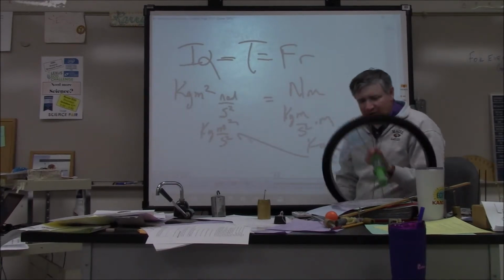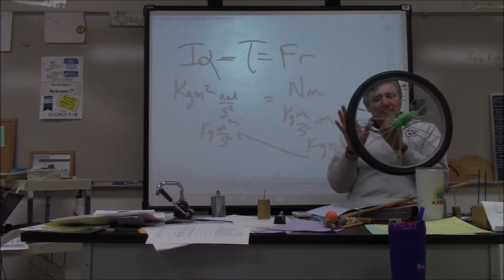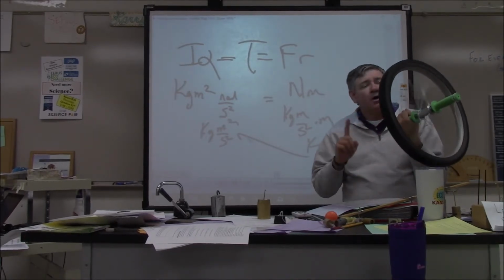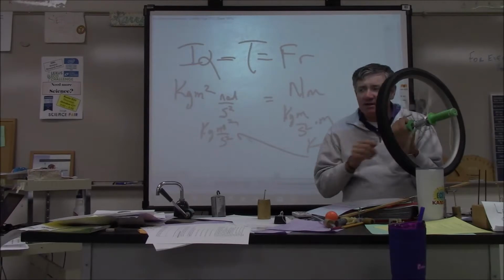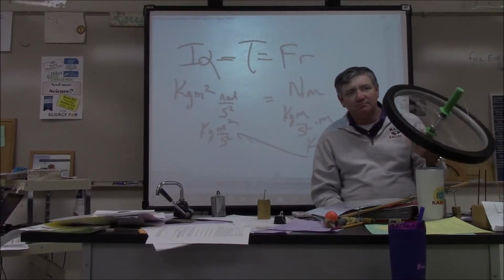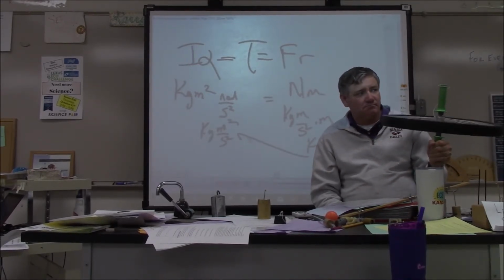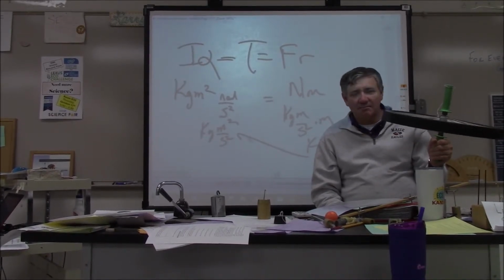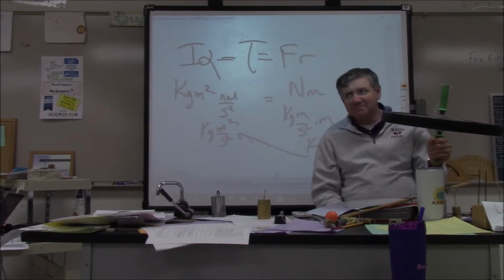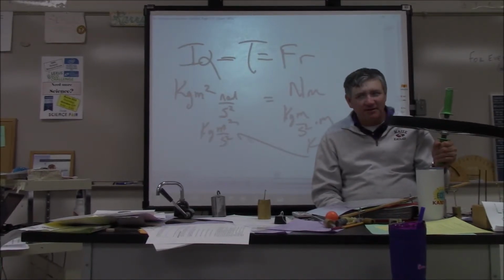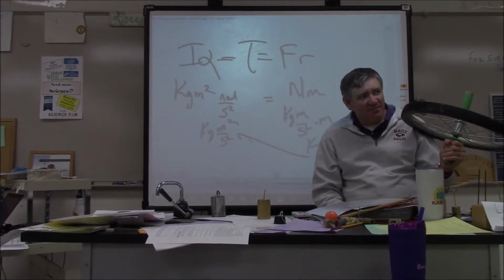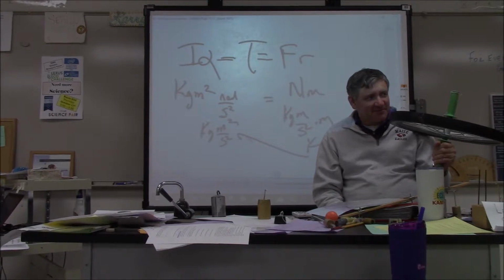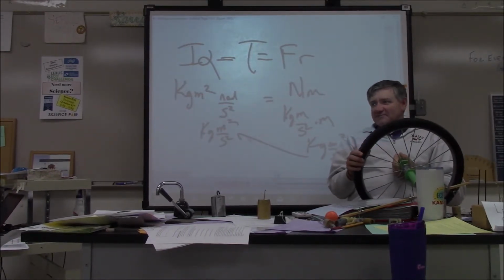So let's look at this. If I take this wheel, and here's what you want to focus on: I've got the wheel, it's at rest, and then I'm going to make it spin. By making it spin, what have I done to the moment of inertia? Nothing. Absolutely nothing. Why? What's the only thing that determines moment of inertia? Mass and radius. Is spinning a factor? No, it's not a factor, right?